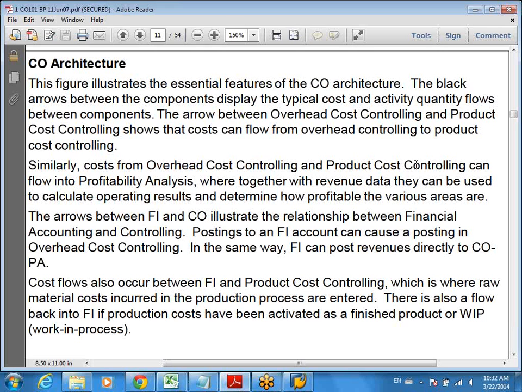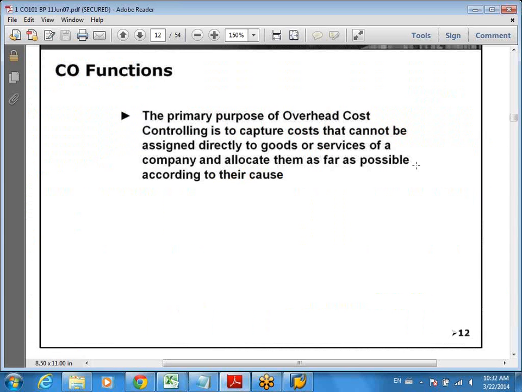Costing, errors, relations to finance, you work at product costing, the same thing we talked about all these things. Okay? The purpose of the overhead costing is to capture costs that cannot be assigned directly to goods or services of the company. Okay? If anything is called the overhead cost, allocate them as far as possible according to their cost. Allocation means who does this belong to?